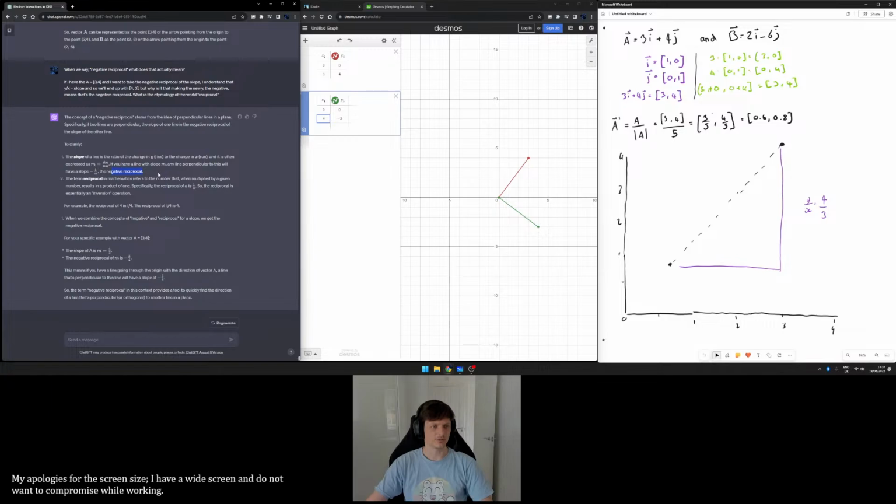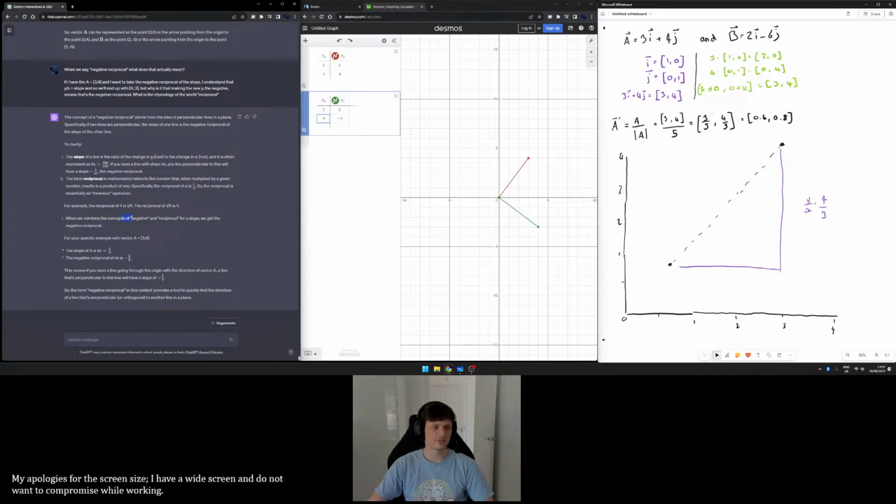The negative reciprocal. The term reciprocal in mathematics refers to the number that, when multiplied by a given number, results in a product of 1. Specifically, the reciprocal of A is 1 over A. So the reciprocal is essentially an inversion operation. For example, the reciprocal of 4 is 1 over 4. The reciprocal of 1 over 4 is 4.